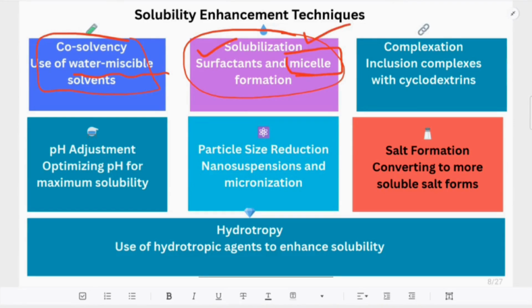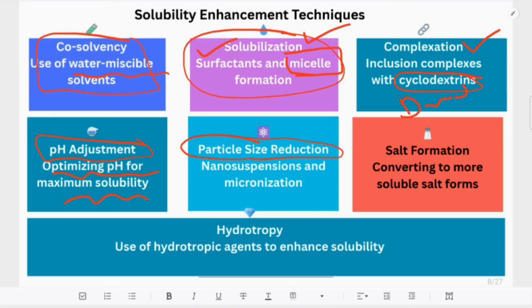liquid system. And we are going to do a chemical reaction that is called complexation. Here we are going to make a complex of the drug and other substances, especially cyclodextrins, that is very easily soluble in the liquid system. And by adjusting the pH, that is we are going to optimize the pH range in which the solubility is more. And definitely by reducing the particle size, this is a physical method.